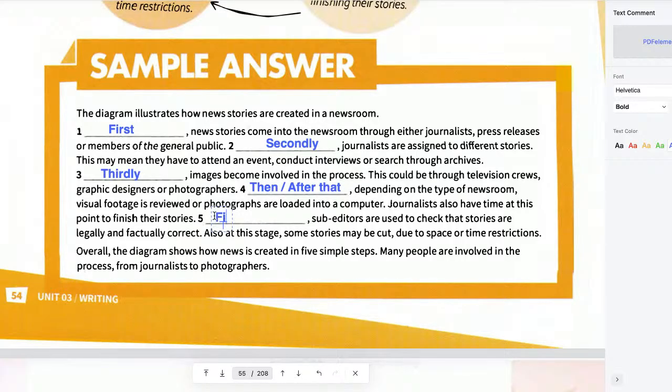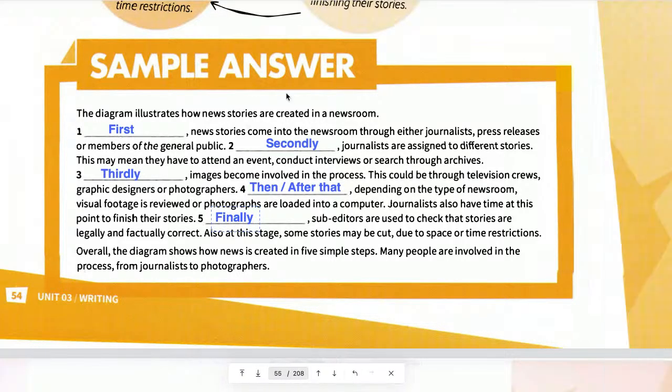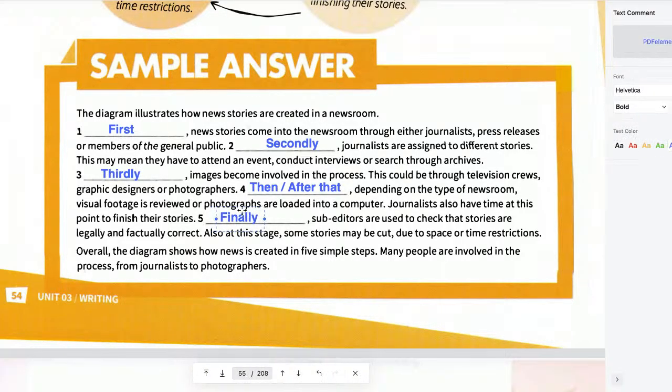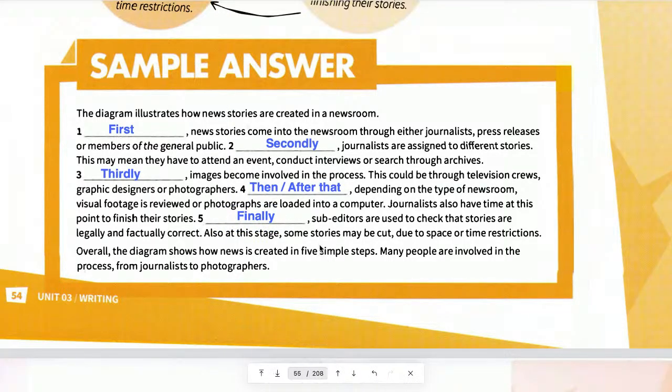Finish? Check it again. What? You have finished already? Really? Yeah, time markers are actually just like some linking words, okay? But you pinpoint which one is the first one, second one, next, after that.